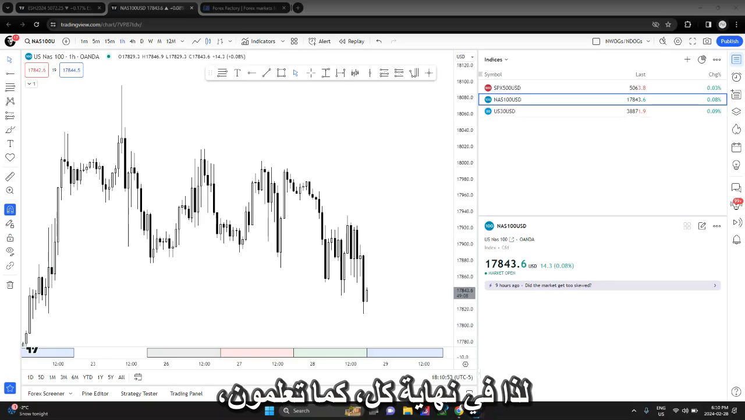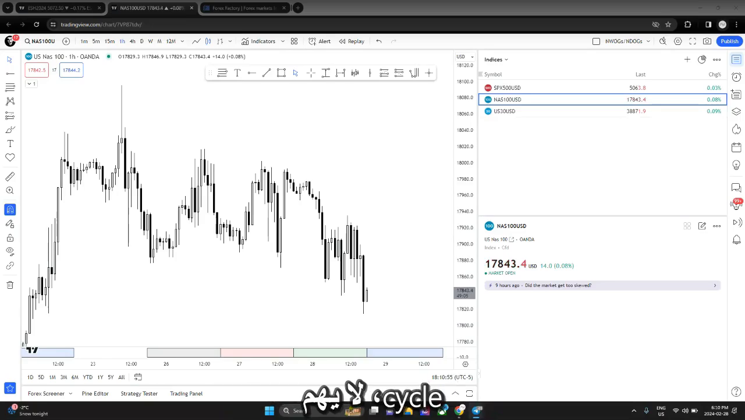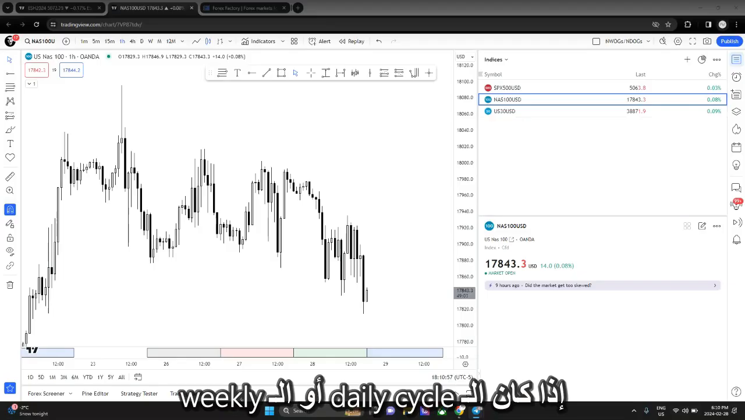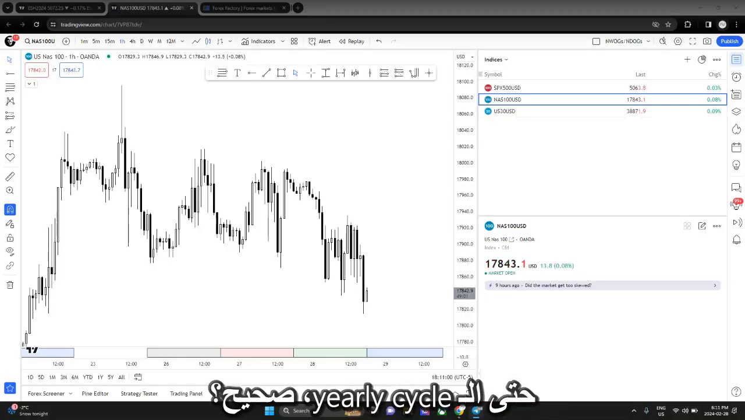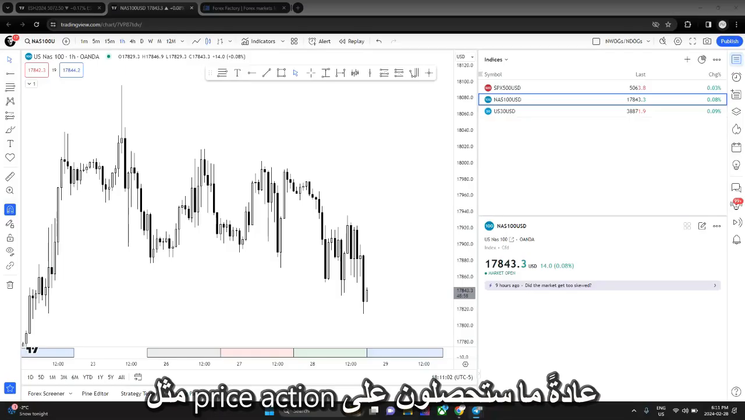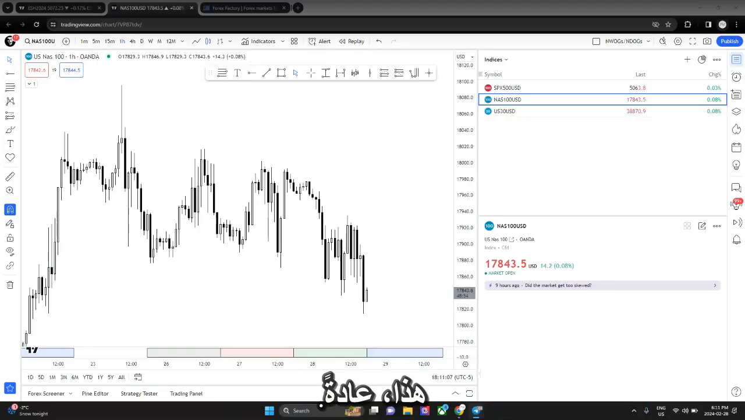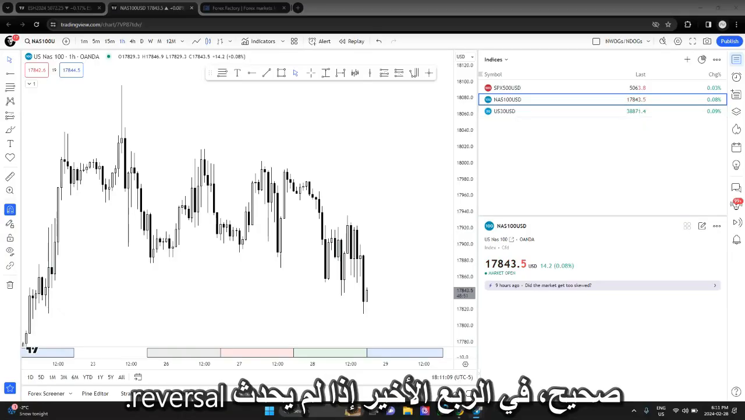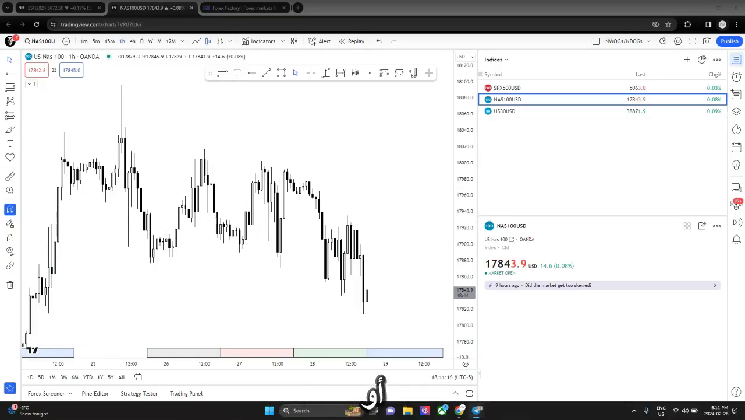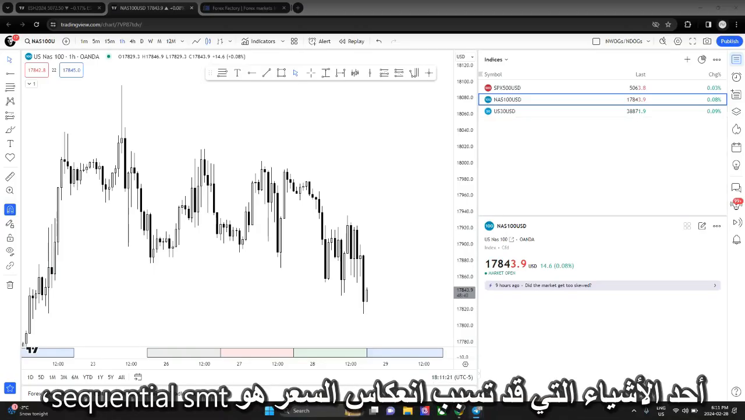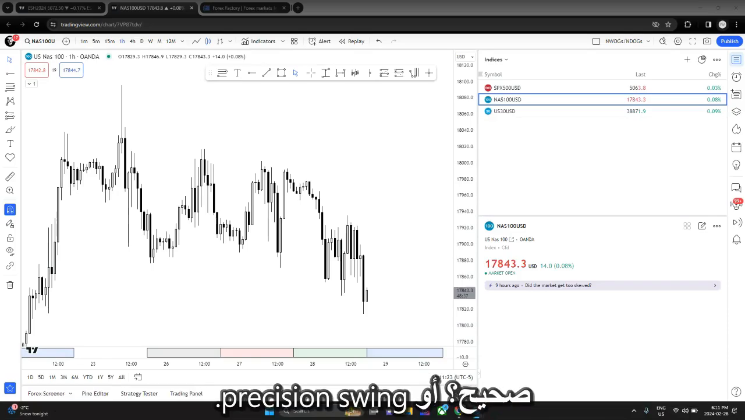So at the end of each cycle, doesn't matter if it's the daily cycle, the weekly cycle, the monthly cycle, or even the yearly cycle, right? You'll usually get price action like this. Usually the last quarter, if it does not reverse, one of the things that would cause price to reverse would be sequential SMT, right? Or a precision swing point.